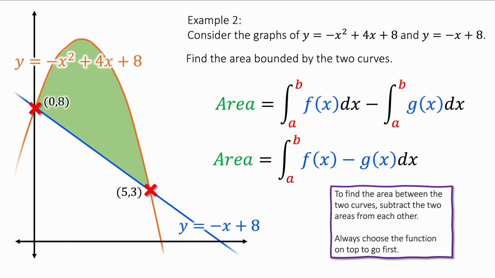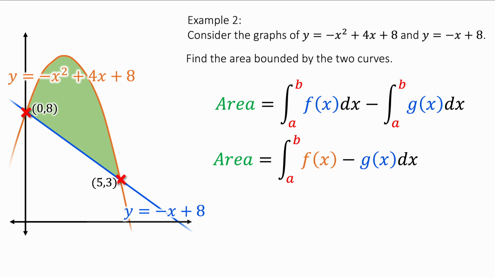Now, a simpler way to do this is just to do it as one integral. You're allowed to do f of x minus g of x and integrate like that. It's a bit quicker. For this, the f of x is going to be the function that goes on top. Here, the orange function is the one that's on top. The blue line is the line that's on the bottom in this green region.